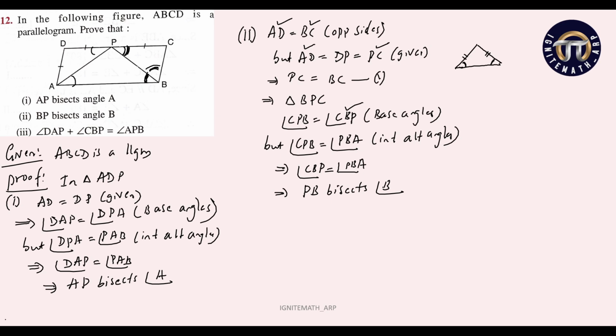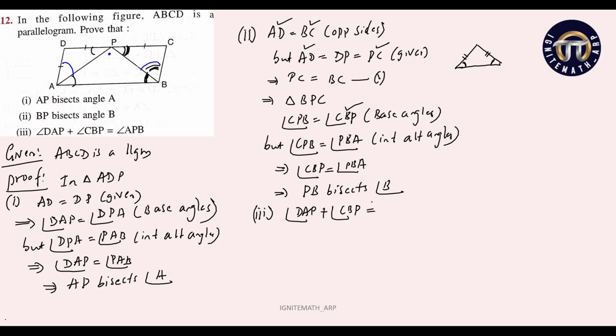Clear? Right. So now we have to prove that DAP plus CBP equals APB. So now look at this. DAP, what is DAP? DAP, this angle, plus CBP, this angle, is equal to APB. We are supposed to prove it is equal to this one. Clear? Now pay attention. We are going to prove the third one. So look at the board now. So DAP plus CBP is equal to DAP plus CBP.